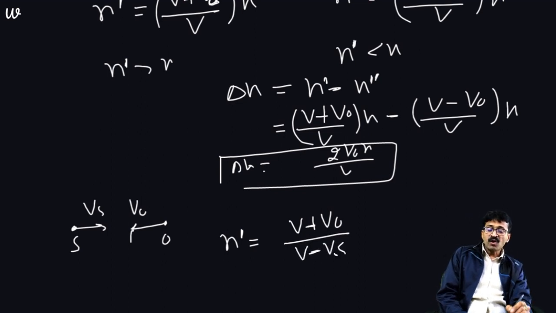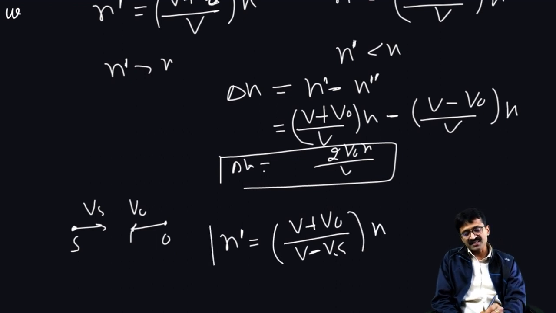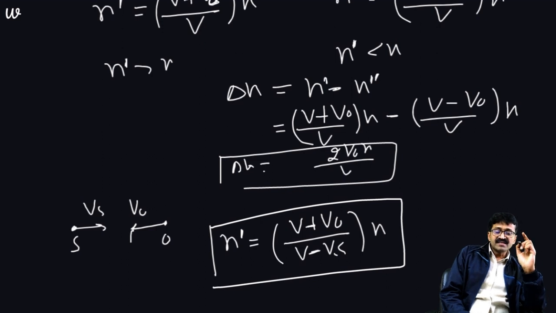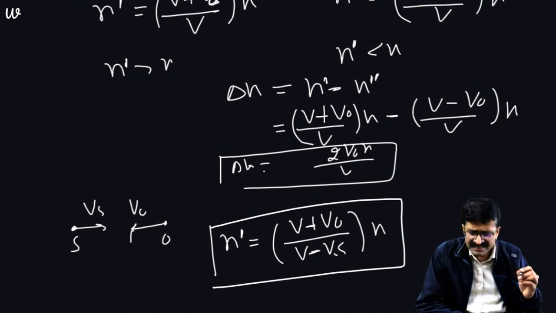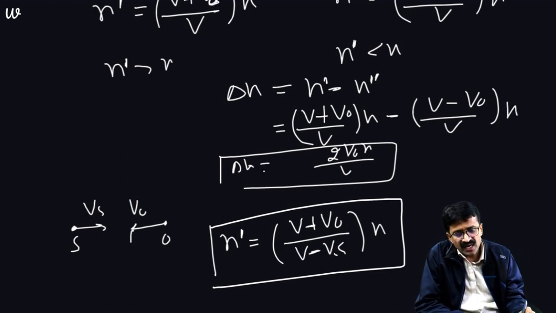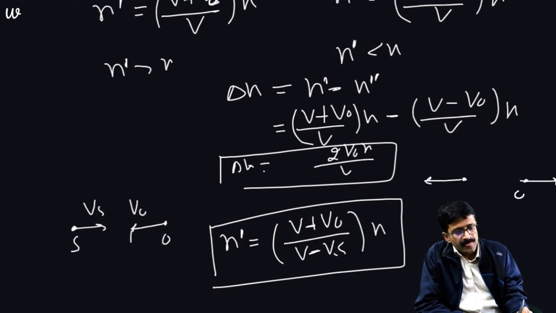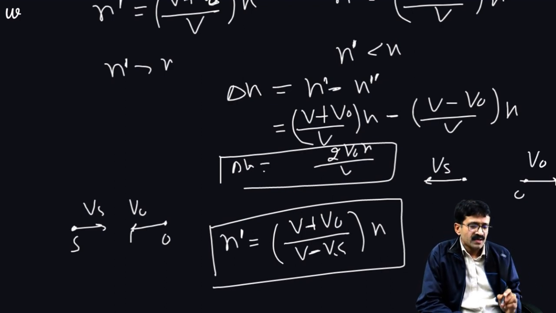Why? Because the source is moving towards the observer, so we will have an apparent frequency. This formula infers that the frequency is increasing, and increasing abruptly. Now we shall discuss when both are moving away from each other. This is the source, this is the observer. The source is moving with Vs, the observer is moving with Vo.